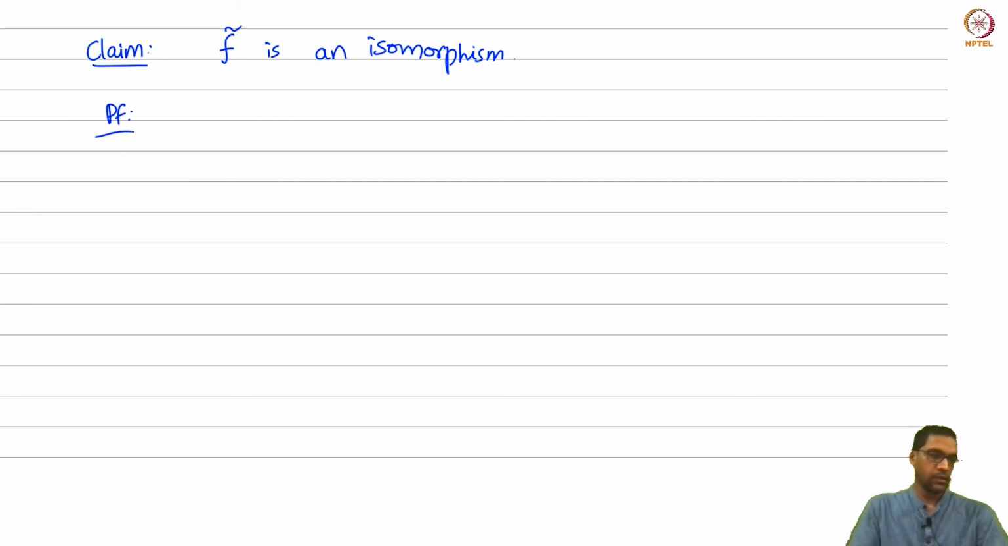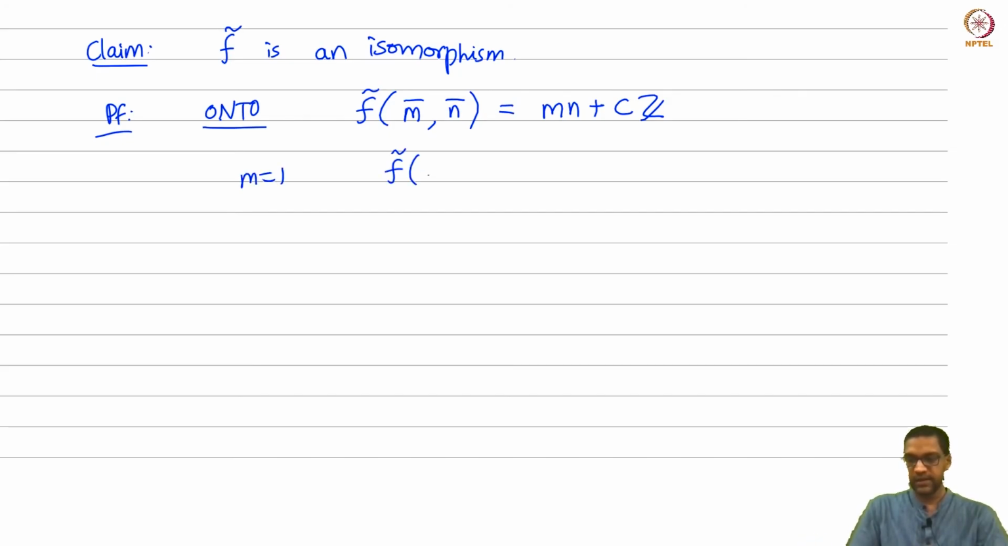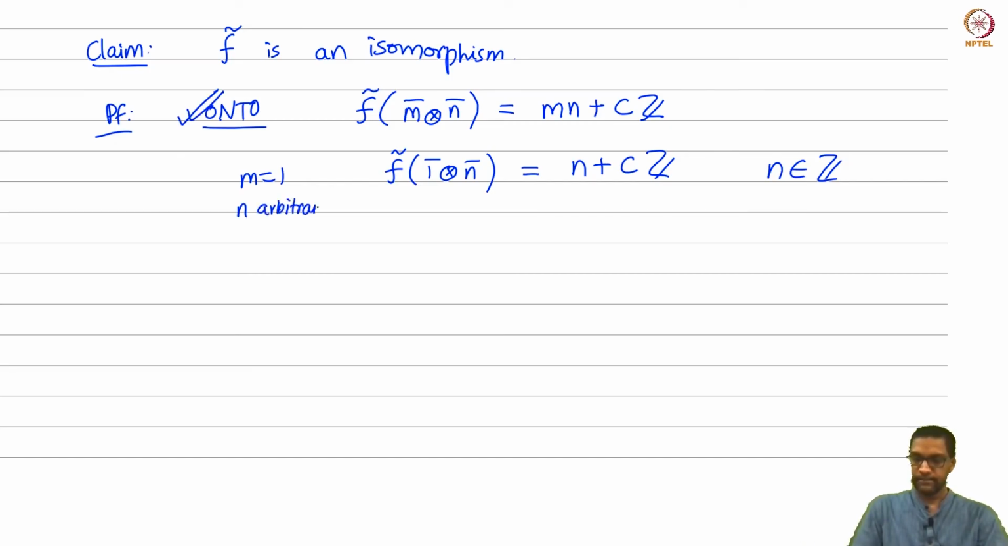Let's prove this quickly. So what do we need to do? We need to check it's onto. Again, that follows from just taking m equals 1. So observe that F tilde of... this was the definition. So just put m equals 1 and choose all possible values for n. So this is F tilde of 1 tensor n bar, right? So 1 tensor n bar is just going to give you n plus cz, and n now ranges over all possible values in Z anyway. So therefore every coset is of this form in Z mod cZ. So this is onto for sure. Choose n arbitrary, then you're done.